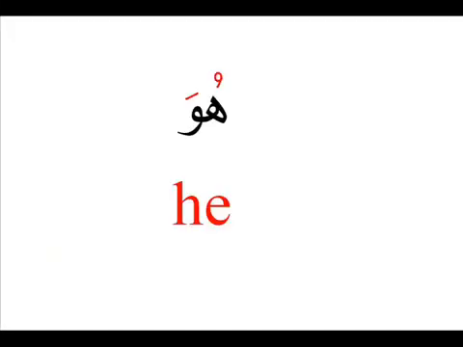We saw before how to say I, you for the masculine and you for the feminine. Today we are going to learn how to say he. He in Arabic we say huwa. I repeat, huwa. And huwa means both he and he is. I mean the conjugation of the verb to be at the simple present.